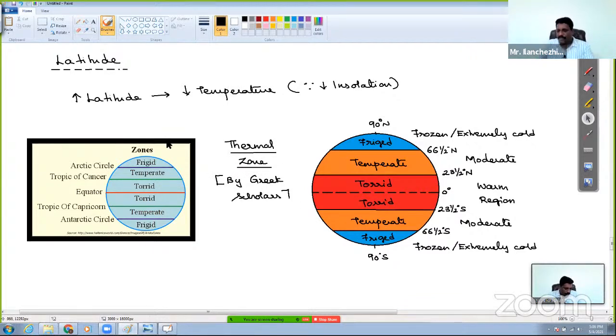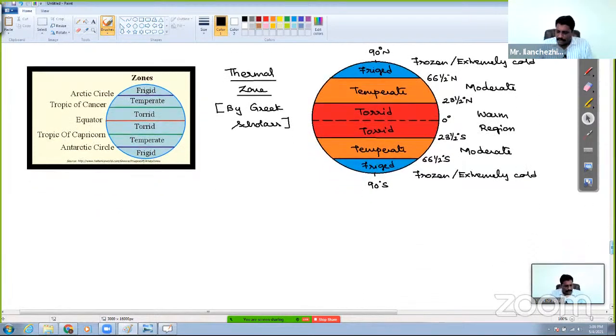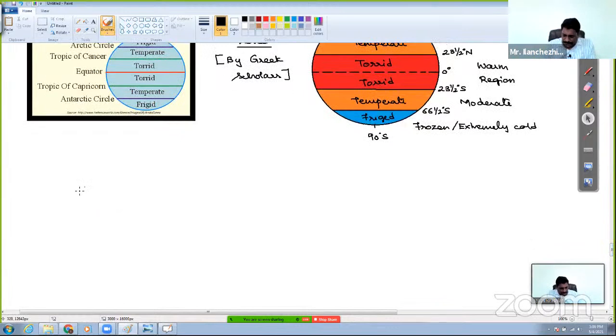Right, my friends. Okay. So somewhere I have justified the factor called latitude. Now, coming to the second factor, my friend. What is the second factor? Altitude. Okay. Altitude is the second factor.